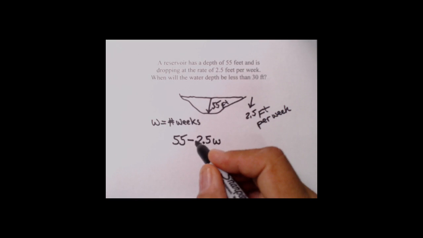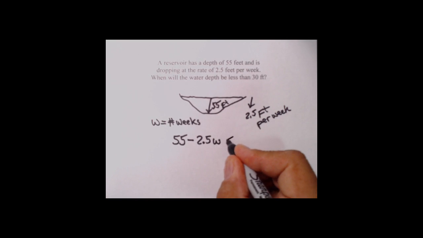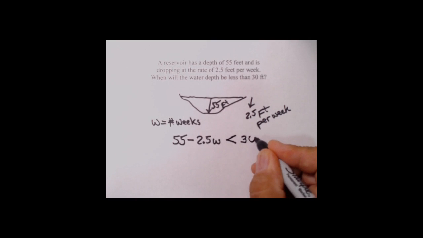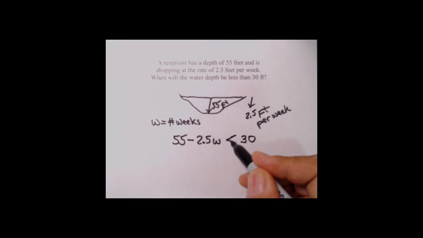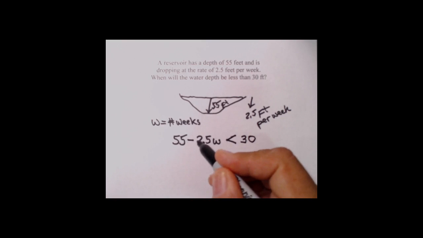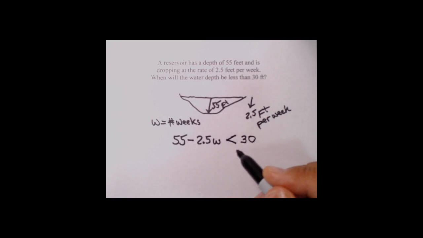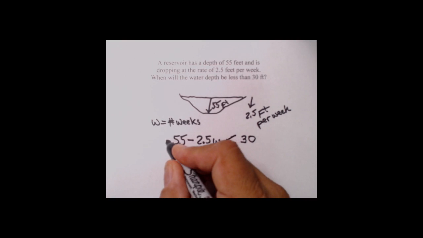Well, this is the water depth right here. We want it to be less than 30 feet. So water depth here, less than 30 feet. The water depth is on the small side of the inequality. Let's go ahead and solve this and see what we come up with.